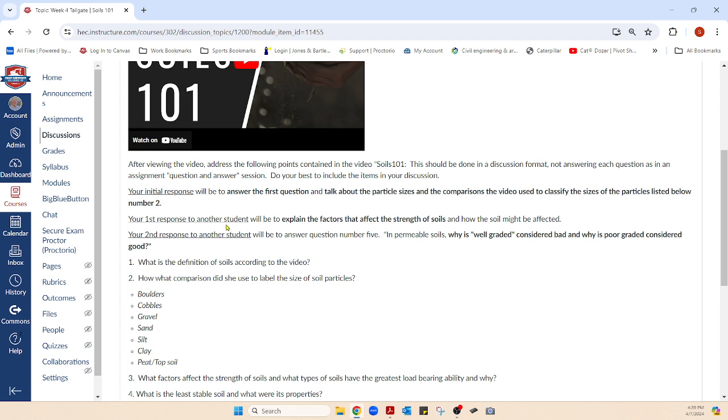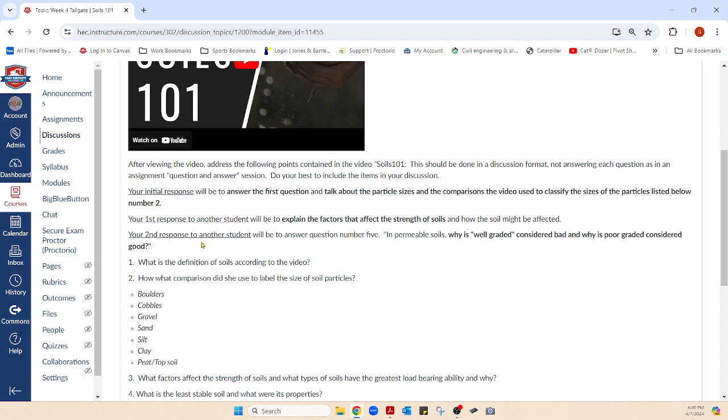Your first response to another student will be to explain the factors that affect the strength of soils. The first thing that needs to come to your mind, in my mind, is water. That has a huge effect on many soils. The better soils, the coarse grained soils, it doesn't affect so much, but things like clay, the fine soils, it has a huge effect on that. There are other factors she talks about that will affect the strength of the soil. So just pause it, click on the screen, stop it, jot it down.